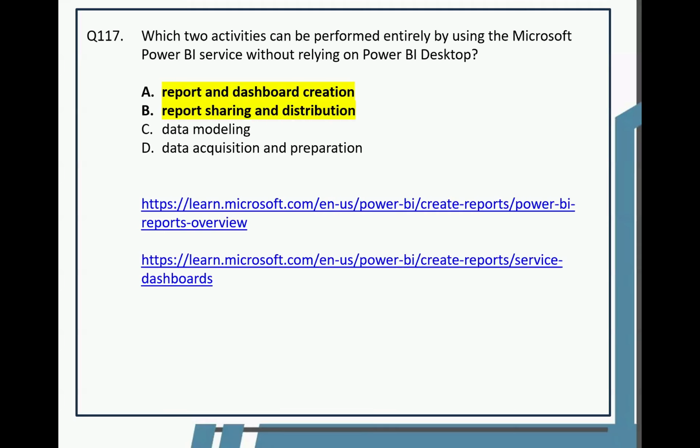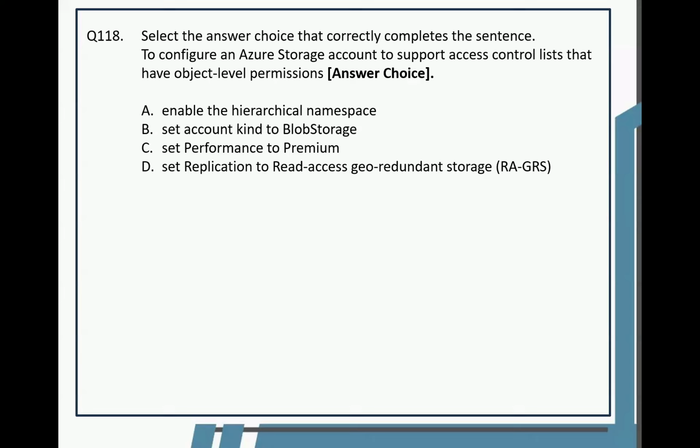Let's now go through a fill in the blanks question focused on Azure Storage Account. To configure an Azure storage account to support access control lists that have object level permissions, your options are enable the hierarchical namespace, set account kind to blob storage, set performance to premium, set replication to read access geo-redundant storage.